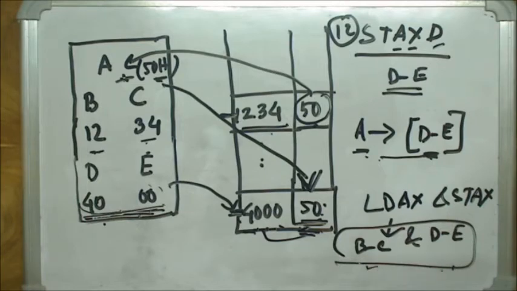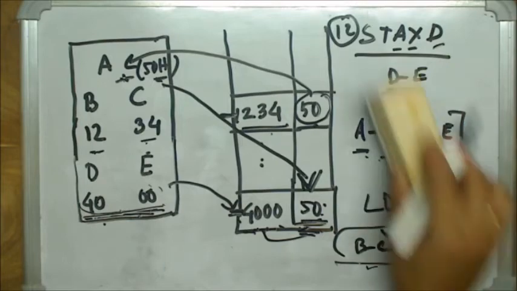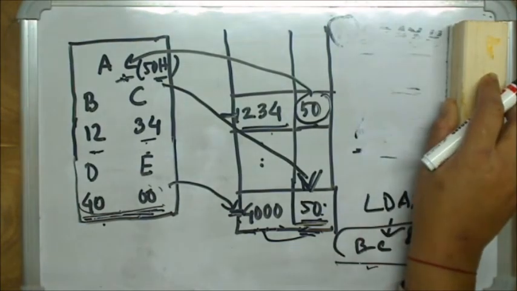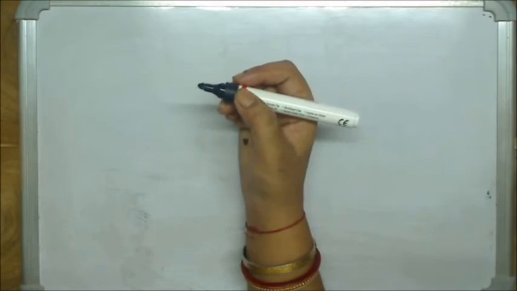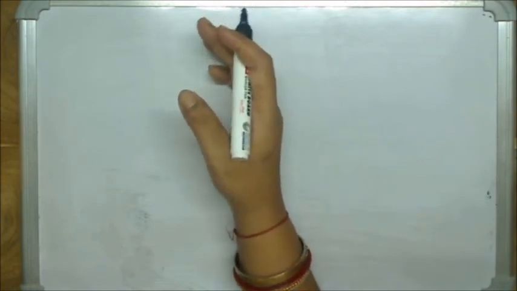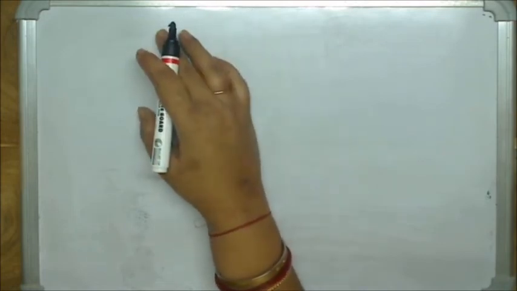I have already told you that if you want to do looping in your program, you have to use LDAX and STAX, because they use only one memory location. When I teach you the block transfer program, you will see the use of these instructions.